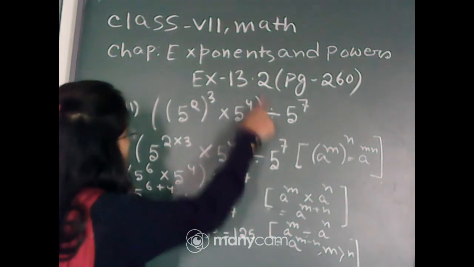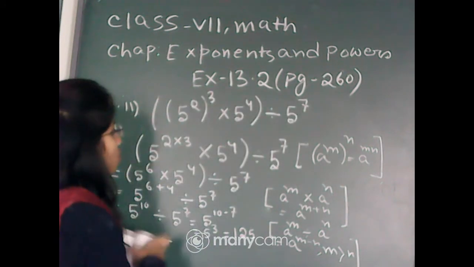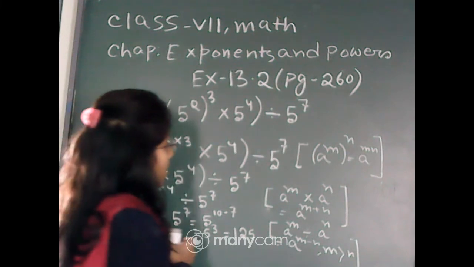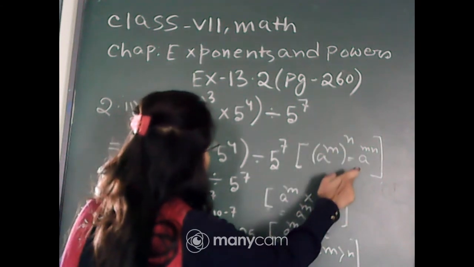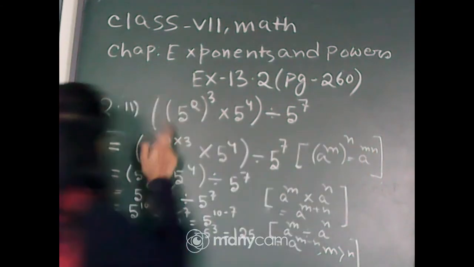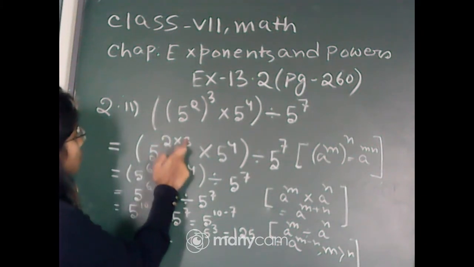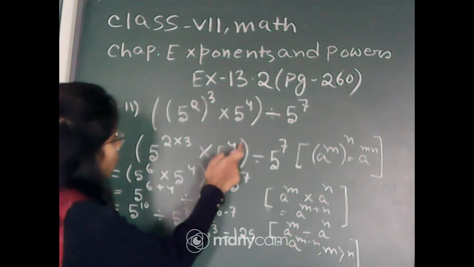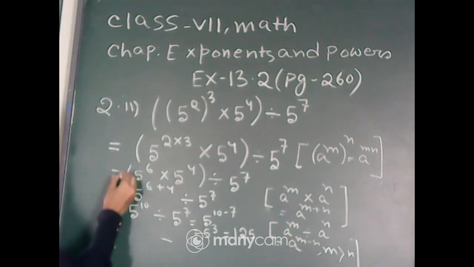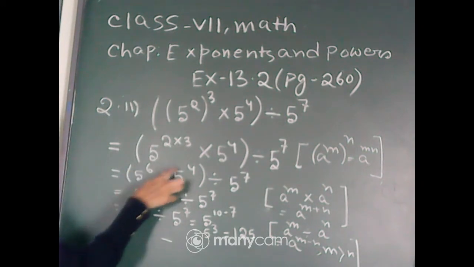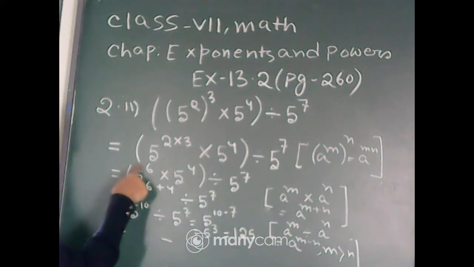to the power 4 divided by 5 to the power 7. Now, we know for any non-zero integer a, (a to the power m) whole to the power n is equal to a to the power m into n. Using this law, we get this is equal to 5 to the power 2 into 3 into 5 to the power 4 divided by 5 to the power 7. This is equal to 5 to the power 6 into 5 to the power 4 divided by 5 to the power 7. Here the bases are same, but the powers are different.